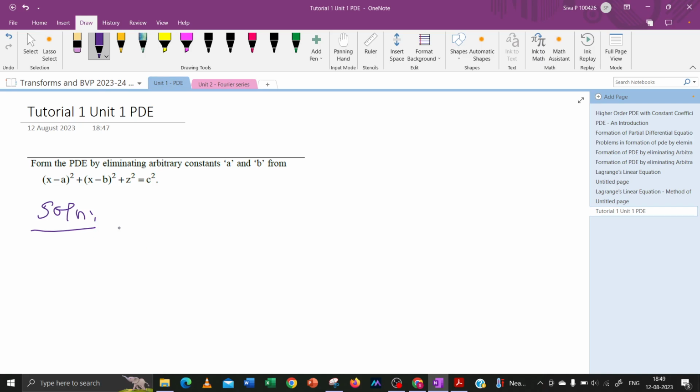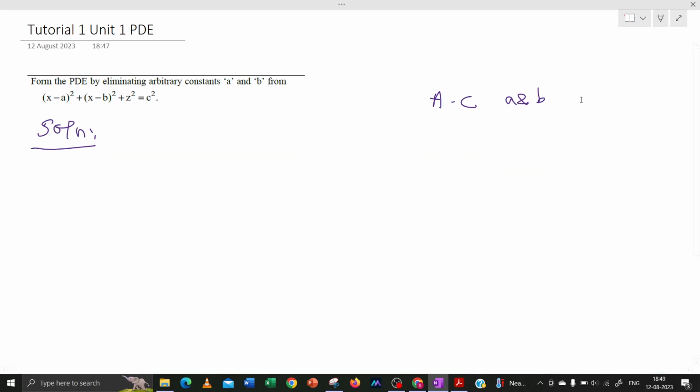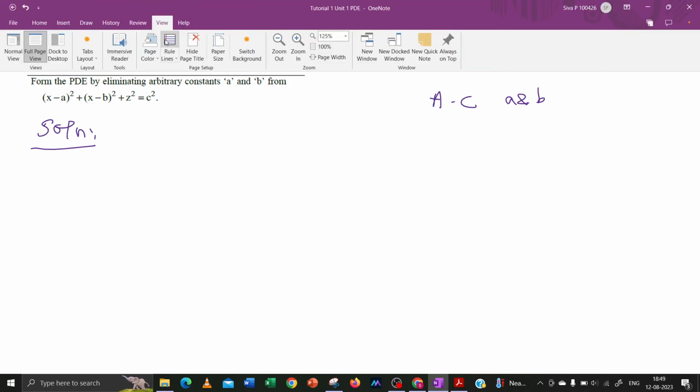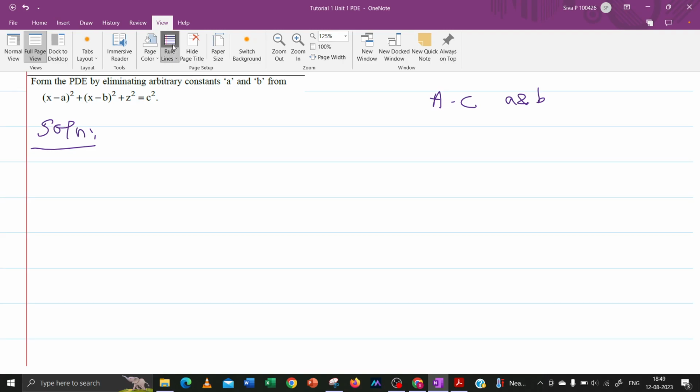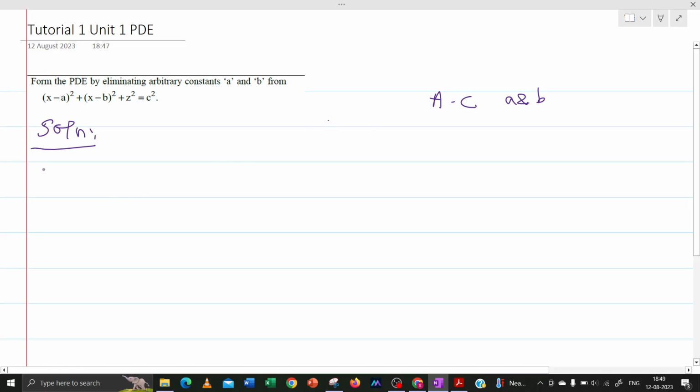Now, how to eliminate those arbitrary constants a and b? So, how many arbitrary constants are there? Two arbitrary constants, a and b. We can expand it. Solution.